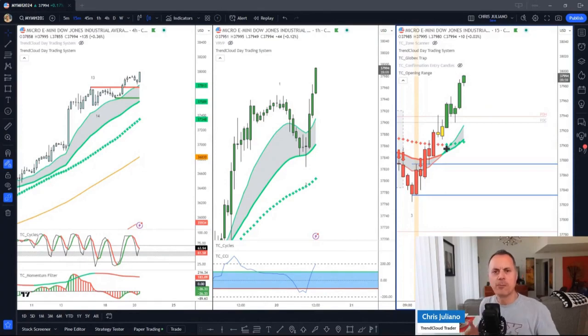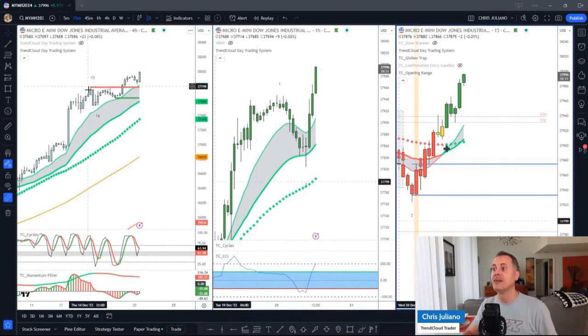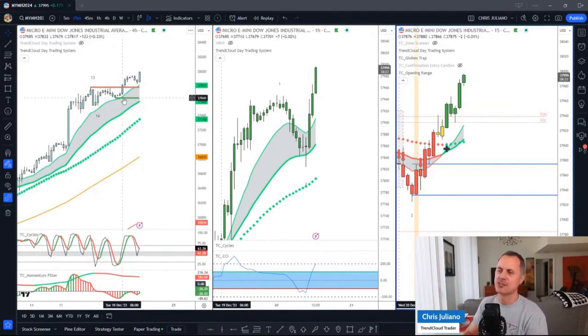Just wanted to go over the micro DOW trade from yesterday. You can see on that 4-hour chart right here, Trend Cloud is telling us that we are extended. So this trend is extended. As you know, there's 5 waves in an average trend, and we are up here in the 13th, 14th wave. So Trend Cloud is just letting us know, hey, this thing has been going on for a while. Let's sit on our hands, wait for that pullback, and then choose another direction.